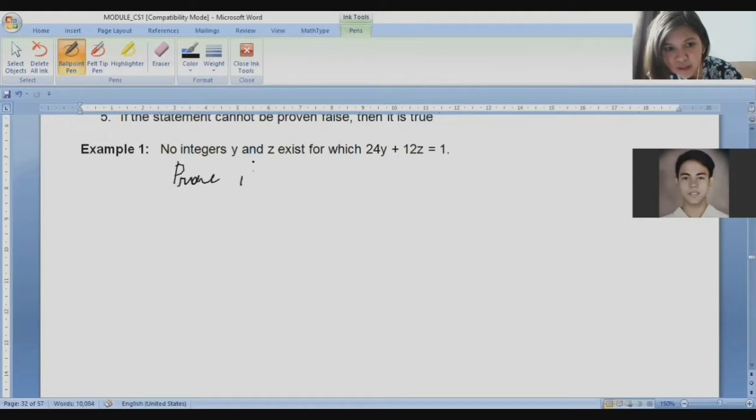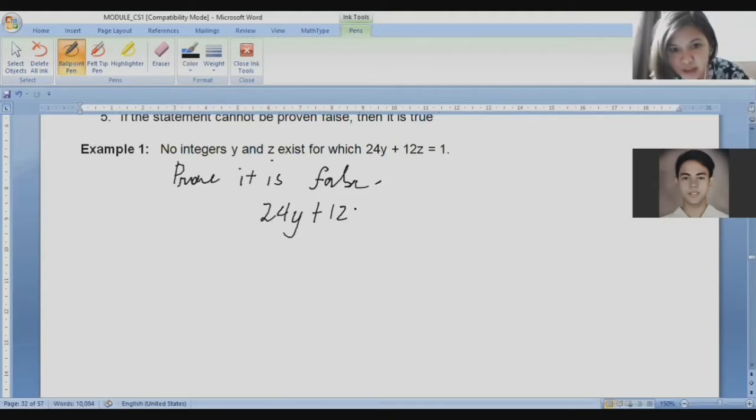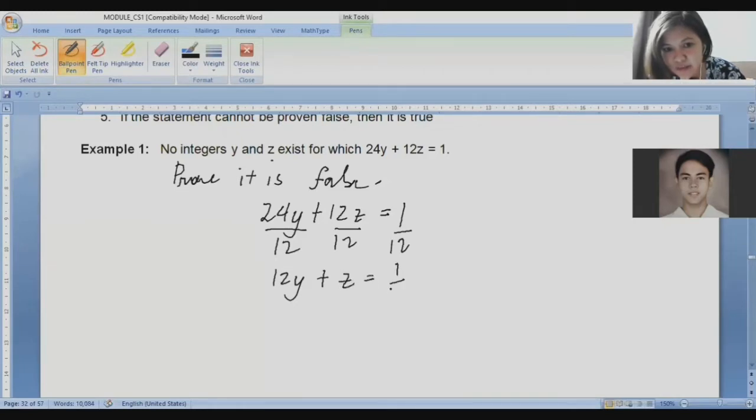Prove it is false. Okay, so to do that, first thing first, you need to get the common factor of the left side of the equation. Copy the equation 24y plus 12z is equal to 1. And you know that on the left side of the equation, you can divide both by 12. Just divide everything by 12. When you divide each term by 12, 24y divided by 12 is 2y, plus 12z divided by 12 is z, is equal to 1 over 12.